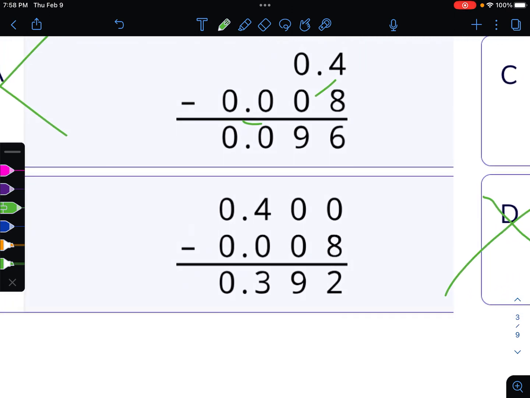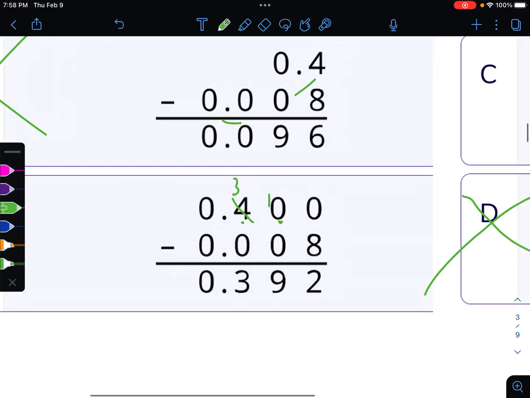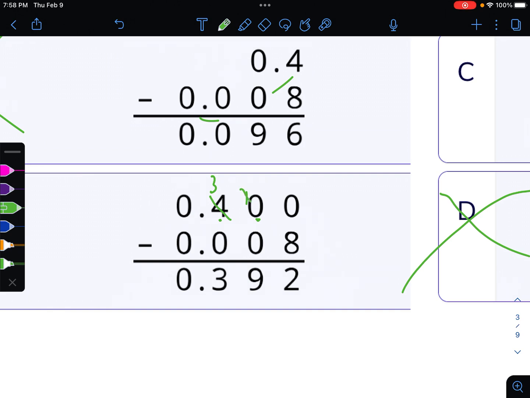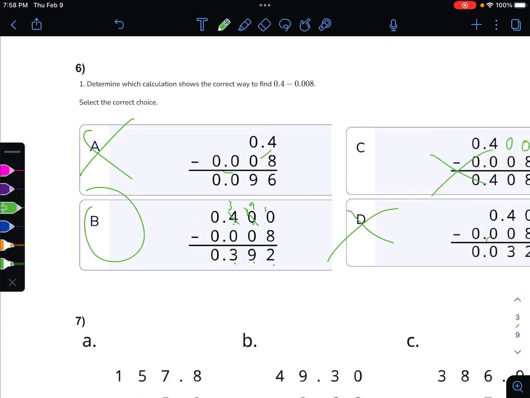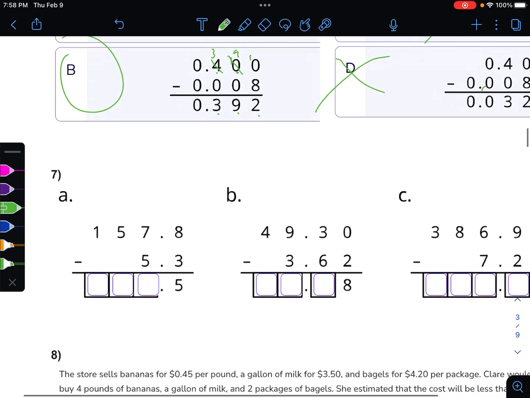0 minus 8. Okay, got to borrow. This 0 doesn't have any, so we're coming over to here. So this 4 becomes a 3, and that becomes a 10. Now we have some borrow. So 10 becomes a 9, and this becomes a 10. 10 minus 8 is 2. 9 minus 0 is 9. 3 minus... Oh, we got a bingo. Let's move along. Let's check this one out.